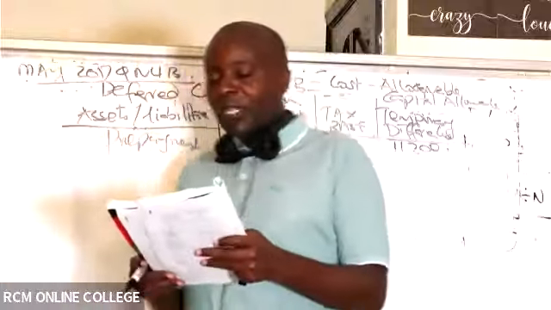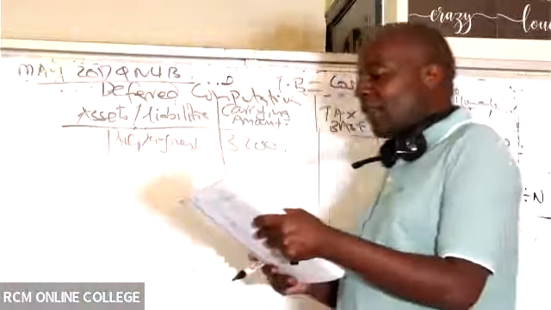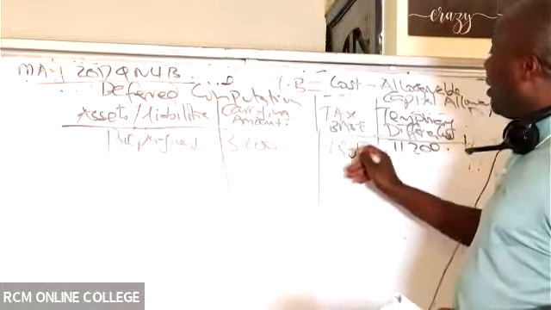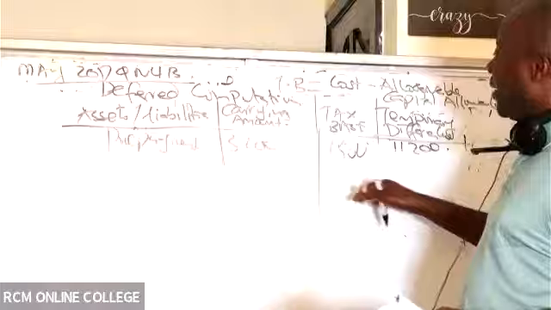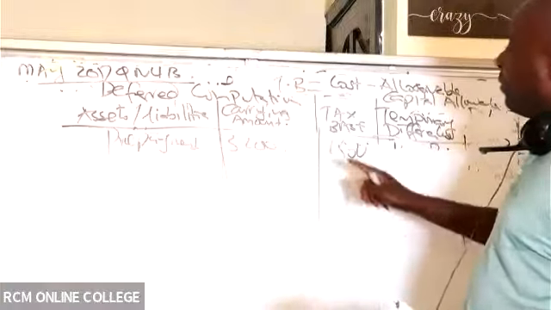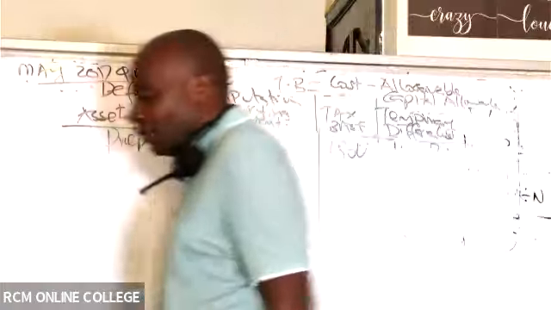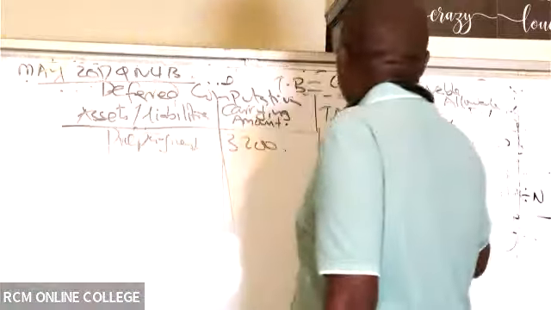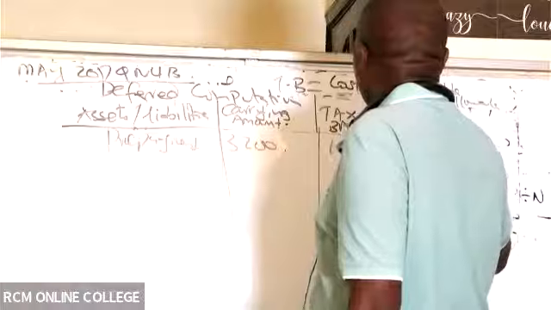So the prepayment that we are given in the tax base, note 1, is 1,500. For the tax base of prepayment, are you able to give me the difference, 3,200 minus 1,500? What do we have? They say 1,700. It's positive, so it is a taxable temporary difference.